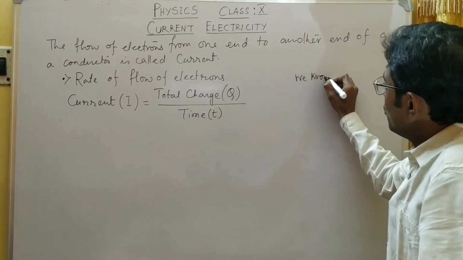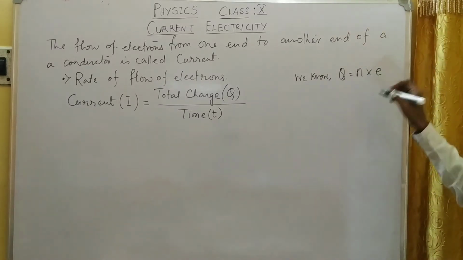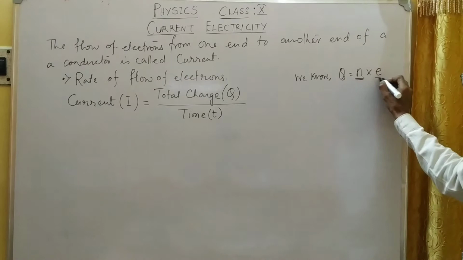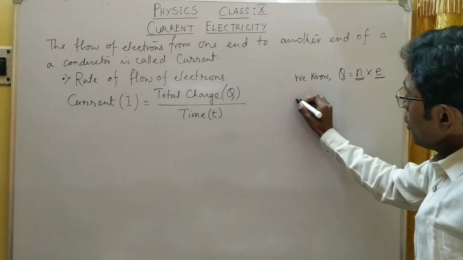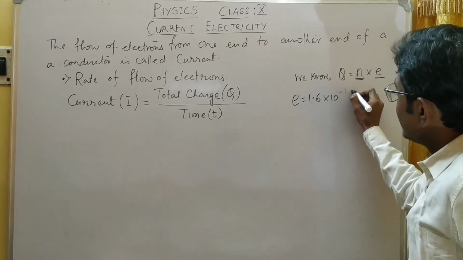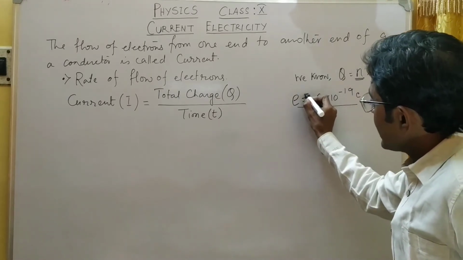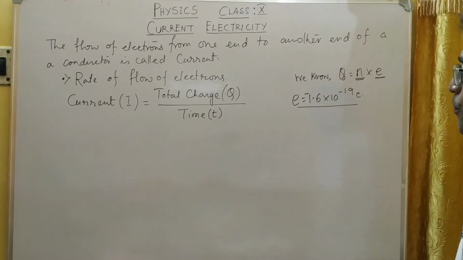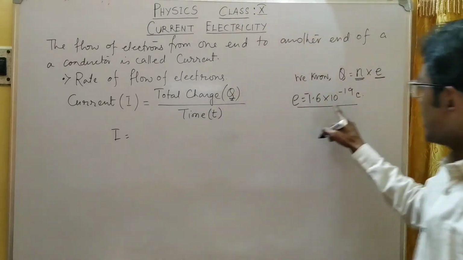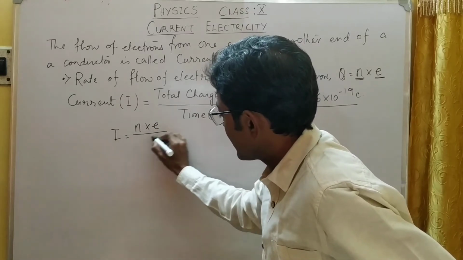We know the charge Q is equal to the number of electrons N times E, where N is the number of electrons and E is the charge of an electron. We all know the charge of an electron is 1.6 into 10 to the power minus 19 coulomb. You should know it. Electron is negatively charged, that's why I am putting a negative sign over here. So the current I is the total charge Q equals N into E, number of electrons times charge of an electron, divided by time.